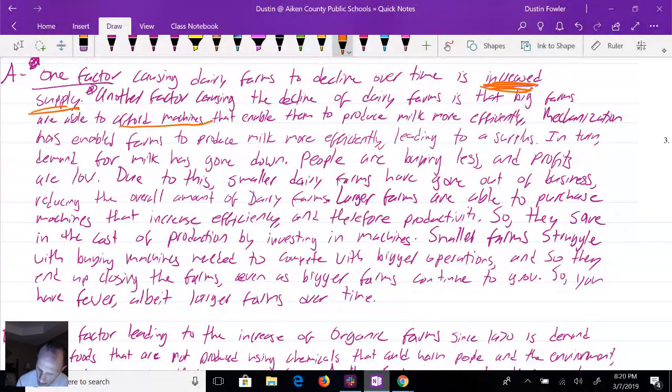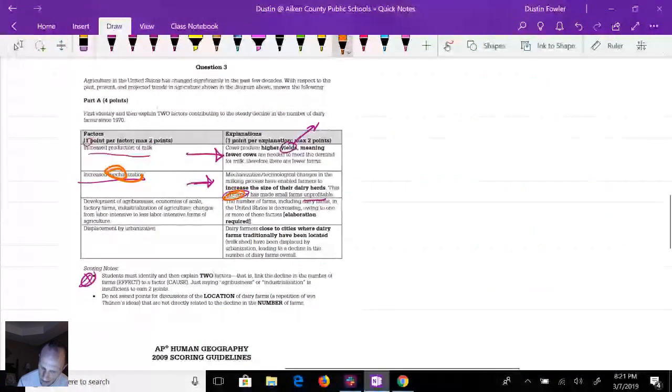All right, so I would definitely give me this right here as an explanation point for increased mechanization. And you can see that right there, that word is efficiency. What we're looking at is I didn't specifically mention increasing the size of the herds through this. I feel like I was all over that response though. So honestly, I feel like I would get a point for the explanation here.